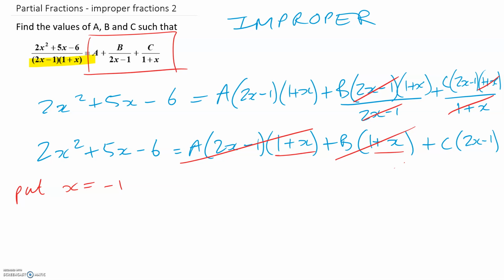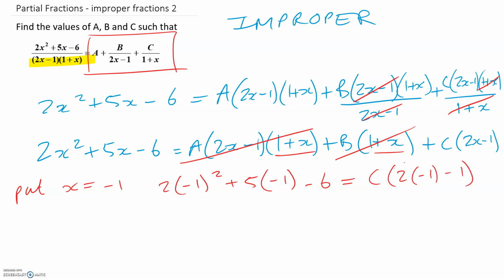So if you put x equals minus 1, we've got 2 times minus 1 squared plus 5 times minus 1 minus 6. And then on the right hand side, we've just got c times 2 times minus 1 minus 1. That's going to give us 2 minus 5 minus 6, which I think is minus 9. And that's going to equal minus 3c. And so c is going to equal plus 3.